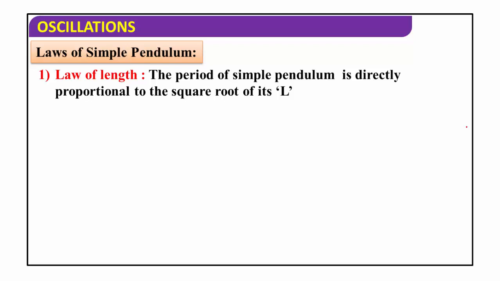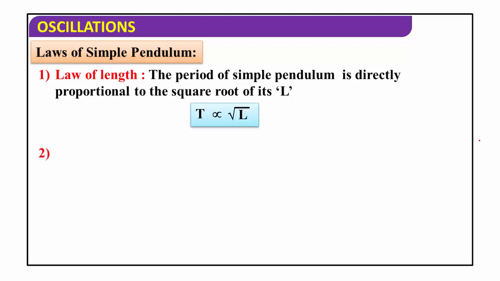Here the time period of simple pendulum is directly proportional to the square root of its length. The time period of simple pendulum is directly proportional to square root of its length. T is directly proportional to square root of its length, right?